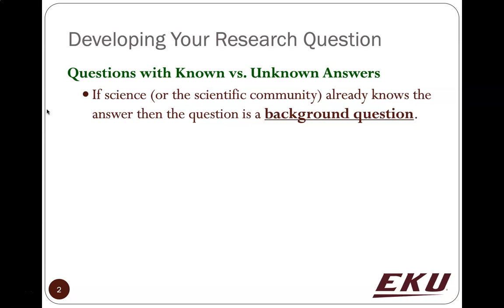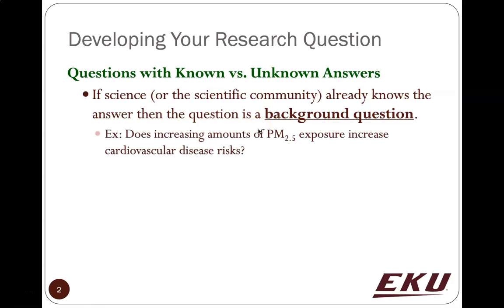So when you're doing research that is trying to answer a question where the knowledge is already known, we call that a background question. And examples of those types of questions might be something like, does increasing amounts of PM2.5 exposure increase cardiovascular disease risk? And we know already by an overwhelming amount of literature that that is true.